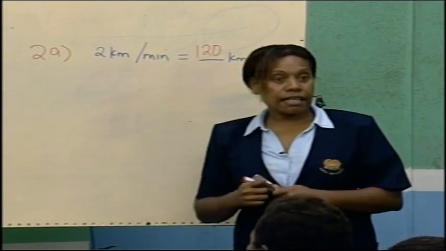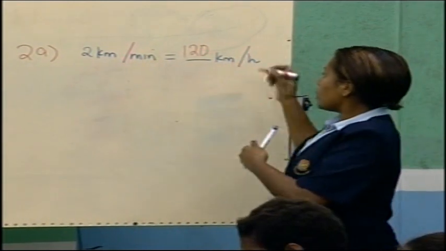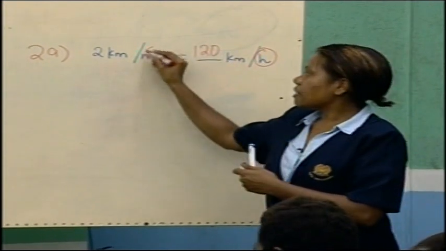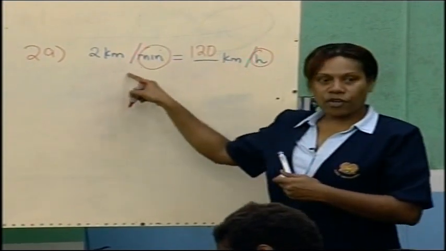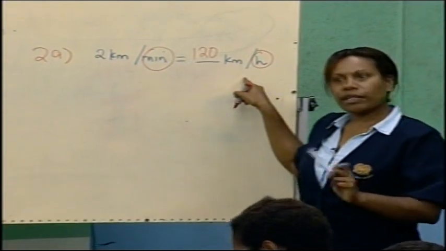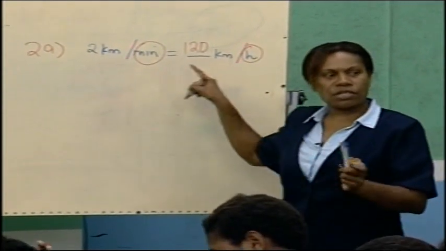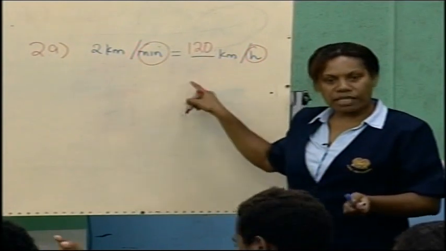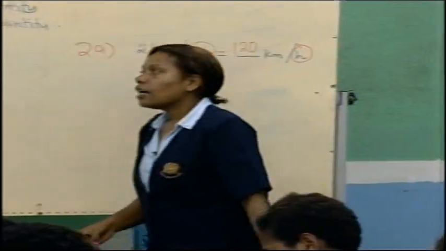Okay, class? Because you see, this is hour and this is minutes. The rate has already been given per minute. So you want to find out an hour. So you have to work out how many minutes in an hour. So 60 times 2 is 120. All right.